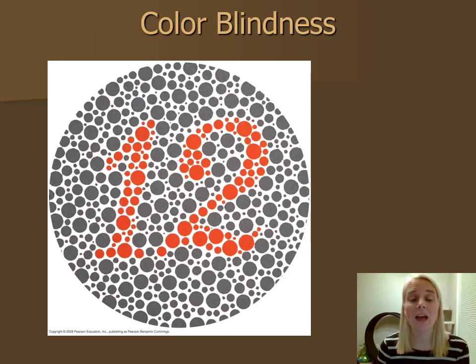It is an X-linked trait, so it is more common in males because females have two X's. So if they have a recessive for color blindness, they have a better chance of having a dominant to override that. But males only have one X and one Y. So if they have the recessive on their X, they only have the Y.